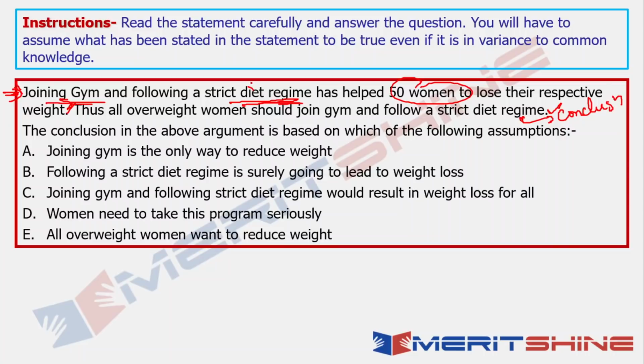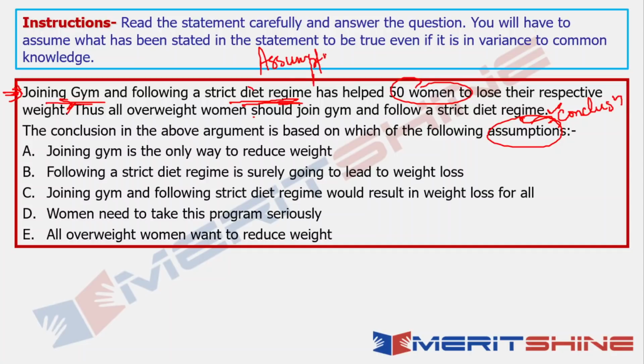So from this fact, the author is concluding that all overweight women should join a gym and follow a strict diet regime. The conclusion in the above argument is based on which of the following assumptions? So this is an assumption question. What kind of question is this?